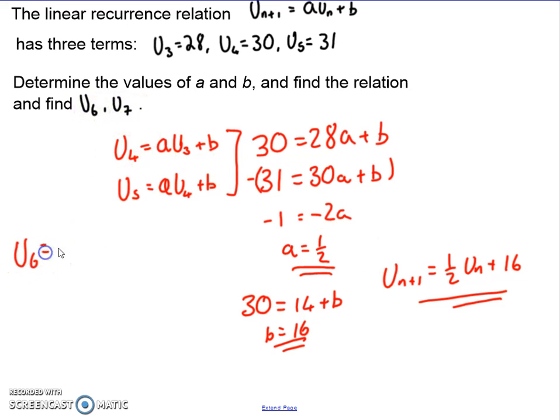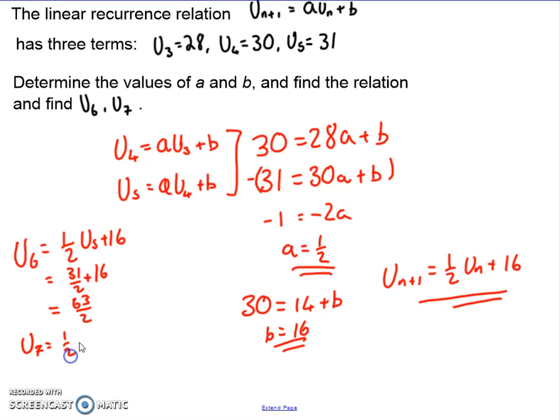I know that u6 is going to equal 1/2 times u5 plus 16. I know u5 is 31, so it's going to equal 31 over 2 plus 16. 16 is 32 over 2. Add the two of them together, and you get 63 over 2. We can then do u7.